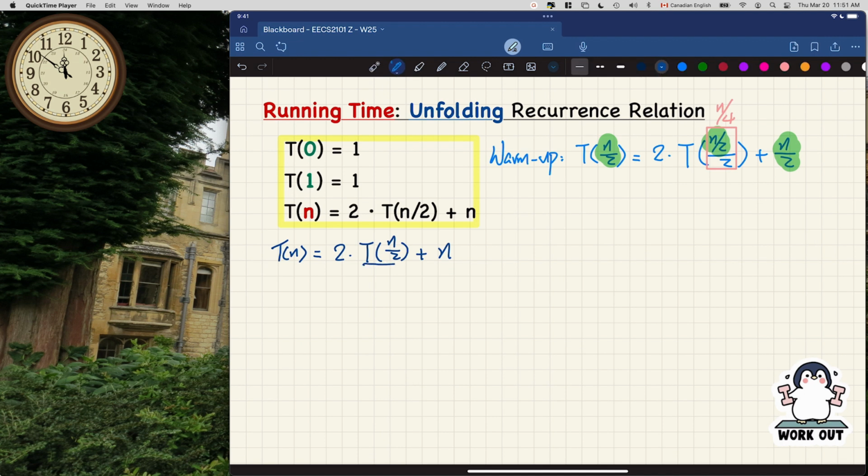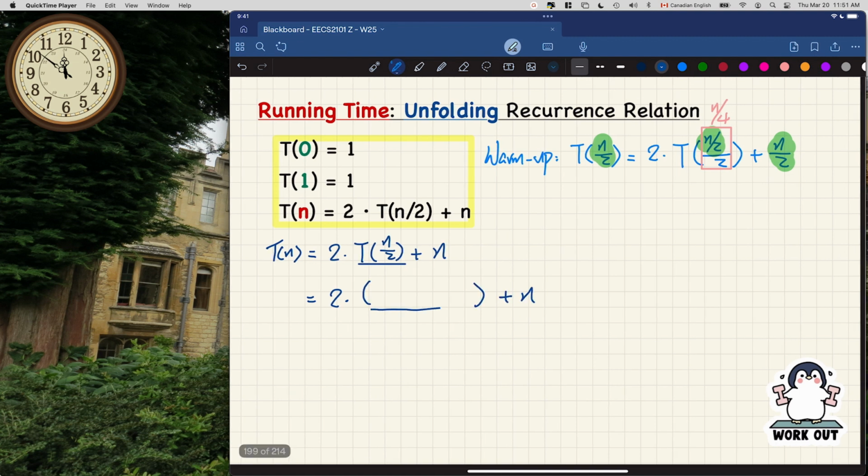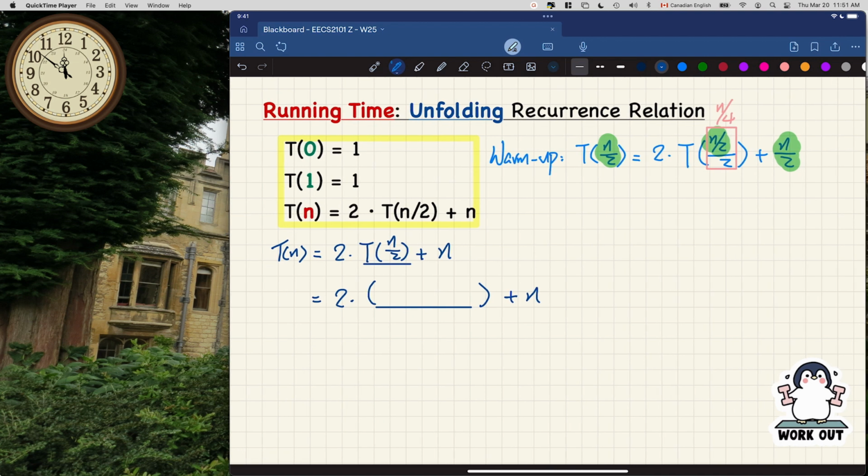So this is what I want to do. All right, 2 times something over here. And don't forget we got a plus n, right? This is something I'm going to unfold. And that one there, we know it should be 2 times T of n divided by 4 plus n divided by 2. I'll pause for one moment to make sure everybody's comfortable.